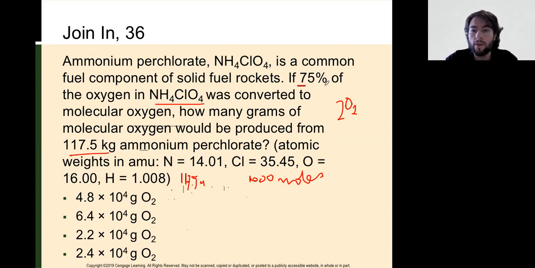So 75% of that is then converted into molecular oxygen. If we have 2 moles of oxygen for every ammonium perchlorate, that means we have 2,000 moles of oxygen, moles O2, in our 117.5 kilos. And then 75% of that is 1,500 moles.